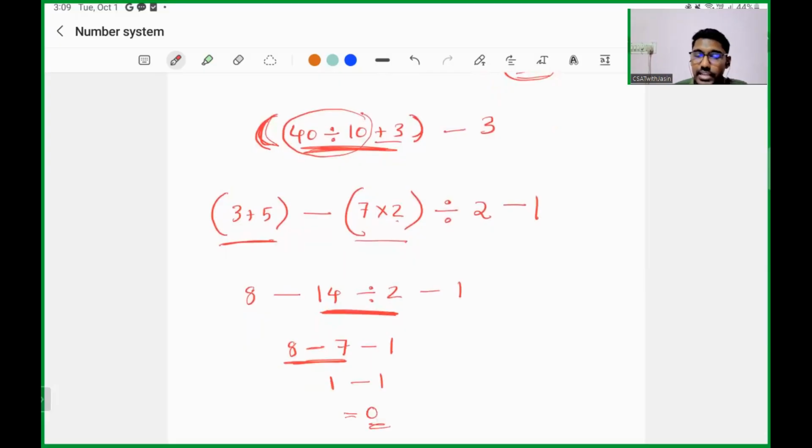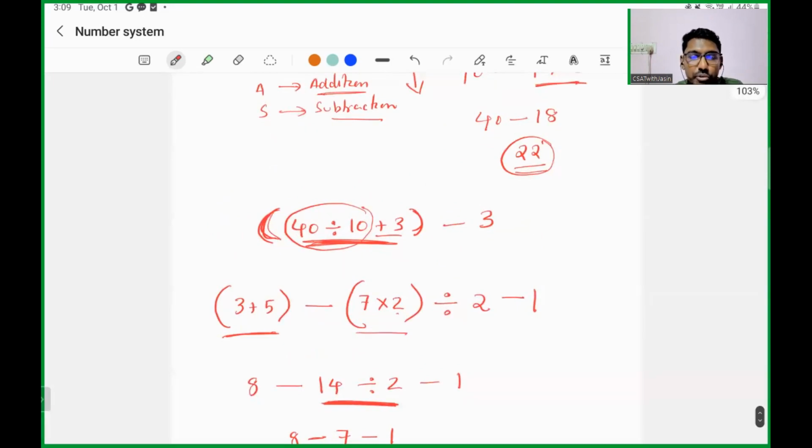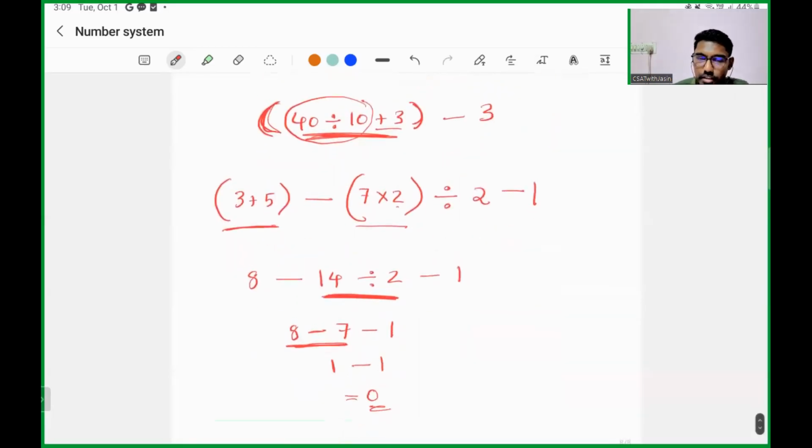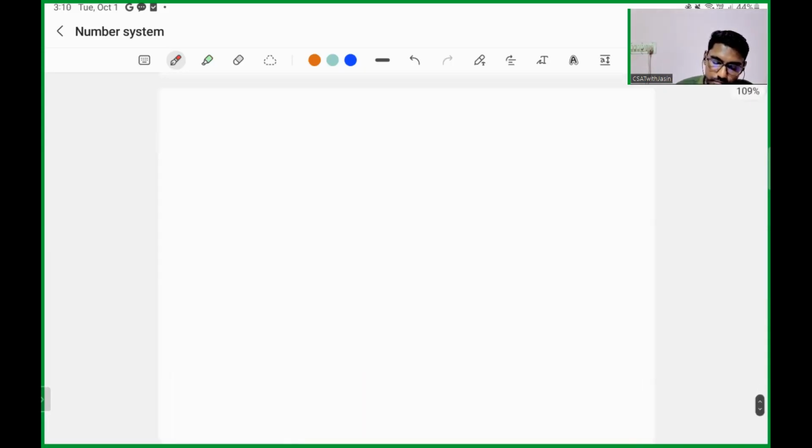Actually, this type of questions are common in other exams. UPSC will not directly ask the BODMAS rule, but in some of the questions you might need to apply the BODMAS rule. So if any question comes like this, you apply the BODMAS rule. Is this clear? So this is the BODMAS rule. Now, this also you need to understand.